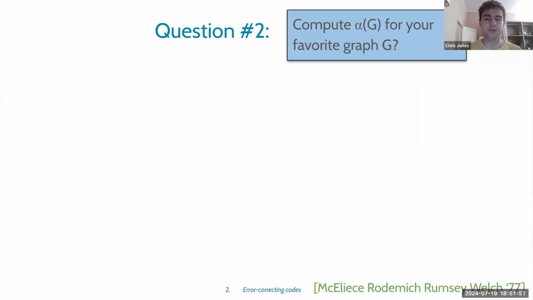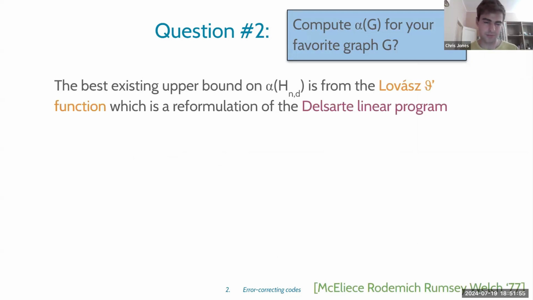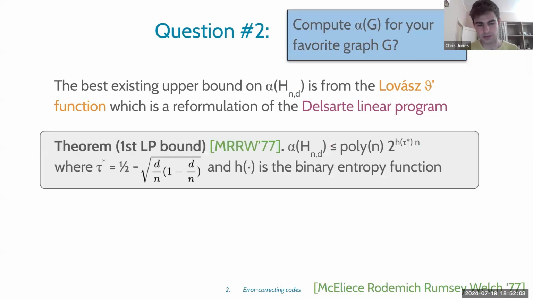What are the existing results on this problem? It turns out that the best existing upper bound on the independence number comes from the Lovasz theta function, just through its reformulation as something known as the Delsarte linear program. So this is where we start getting into convex programming relaxations.